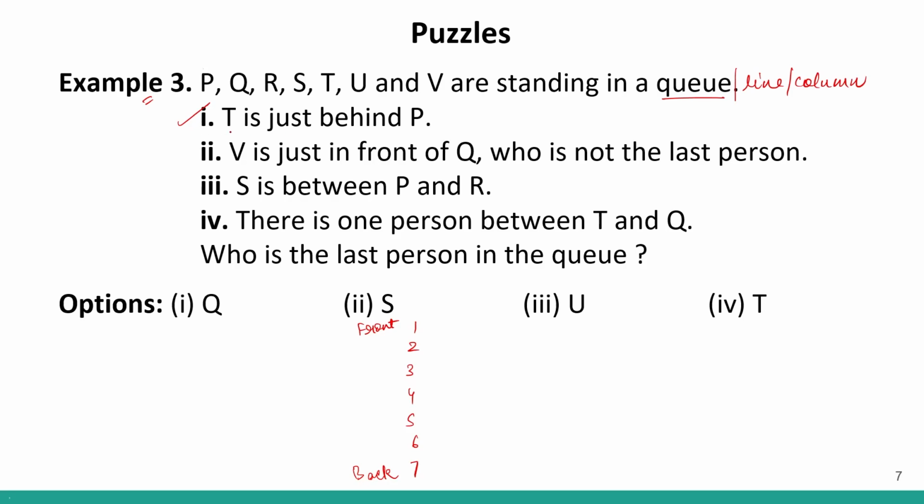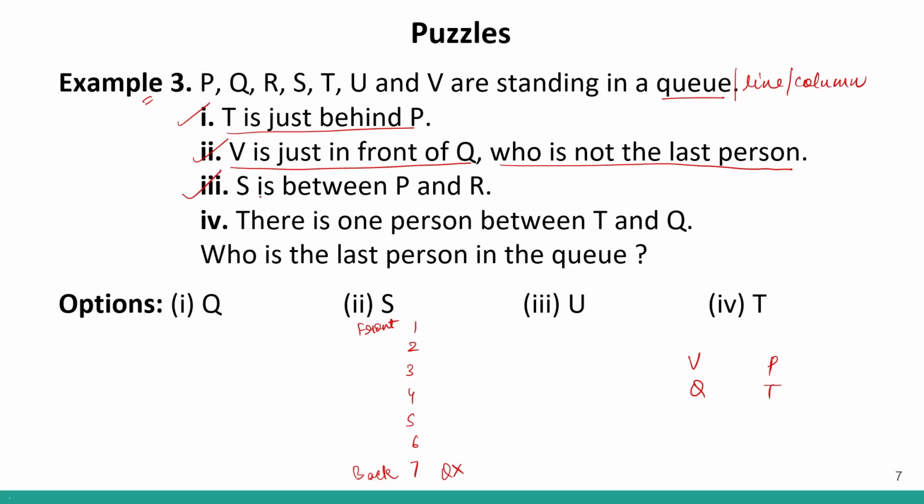So, information 1, T is just behind P. We will hold this information. Okay. Information 2, V is just in front of Q, and Q is not the last person. So Q cannot come at the 7th position. We will hold this information as well.